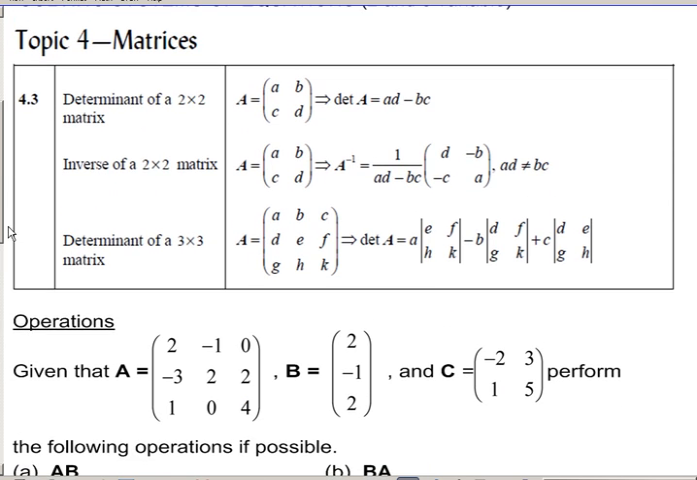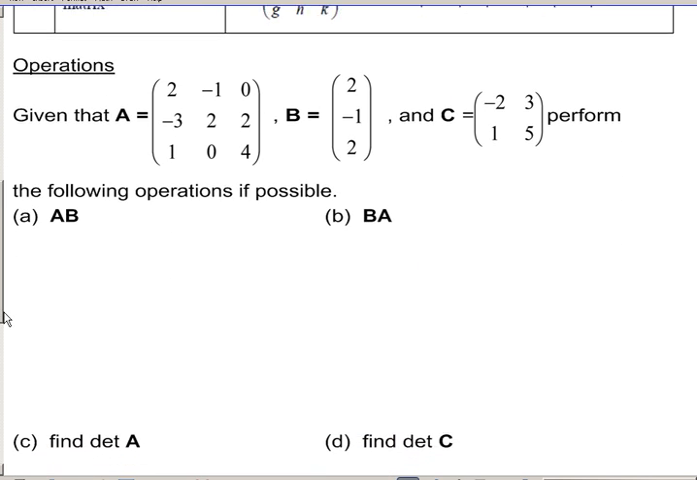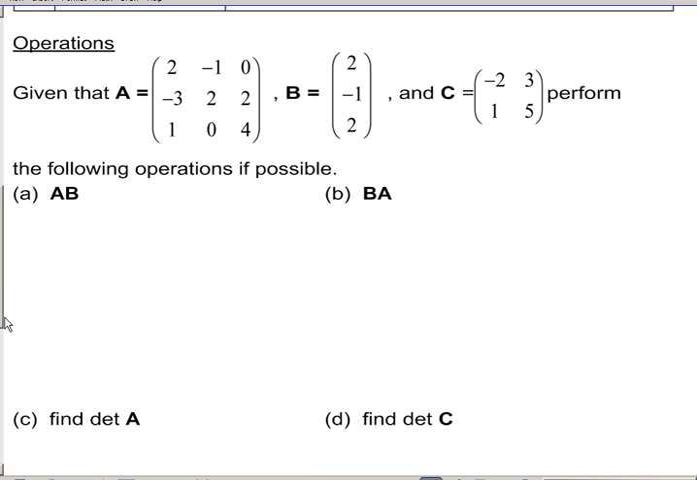Down here I've got what's given in your formula booklet: determinant of a 2x2, inverse of a 2x2, and determinant of a 3x3. Let's try and put that to work with doing a few operations. So if I want to multiply AB, A is given up here. It's got 3 rows and 3 columns. Therefore, it's a 3x3. B has 3 rows and 1 column, so it's a 3x1. Can they be multiplied together? Absolutely. You can check by making sure that these are the same number. That means it's possible. And your resulting matrix is going to be a 3x1.